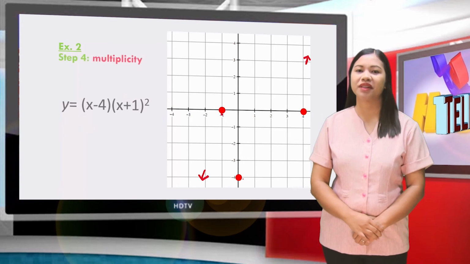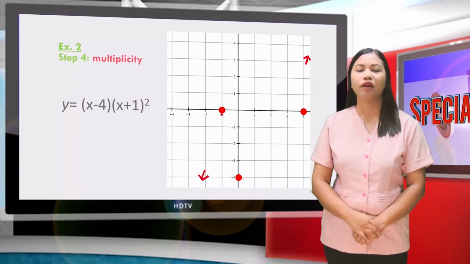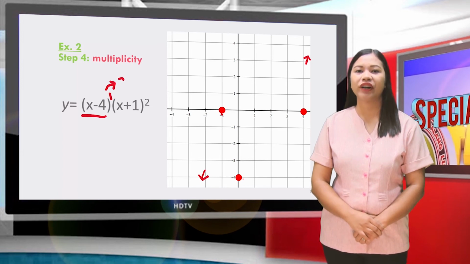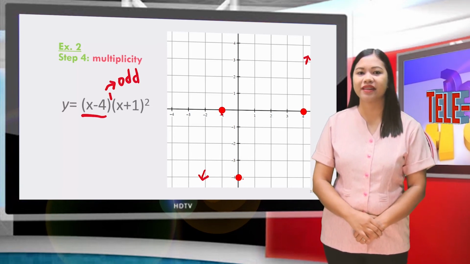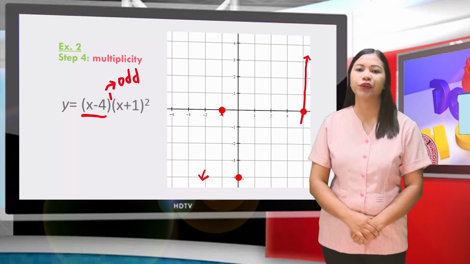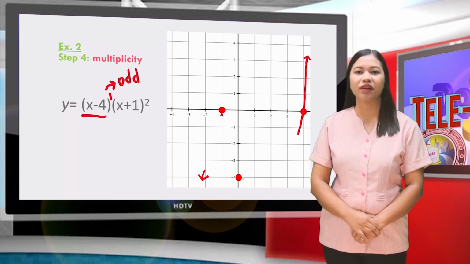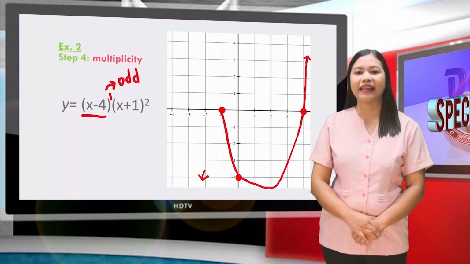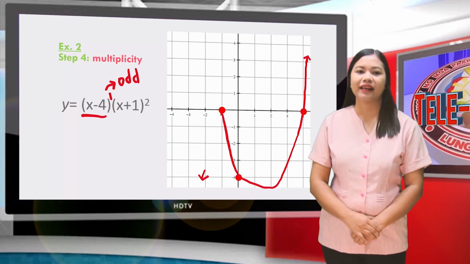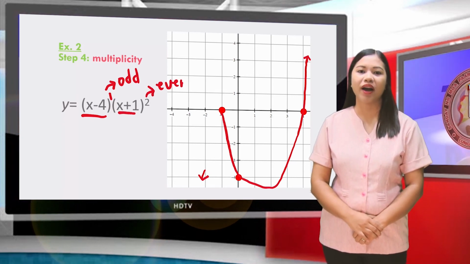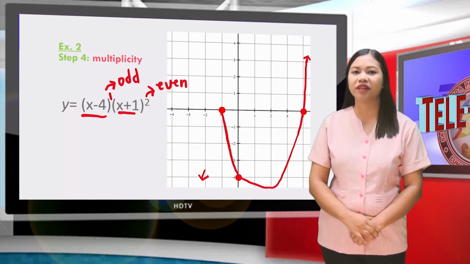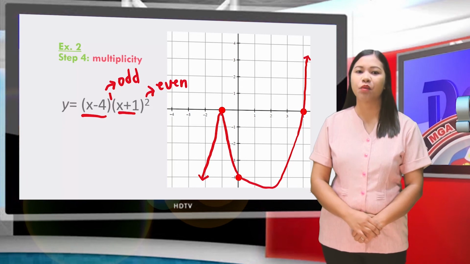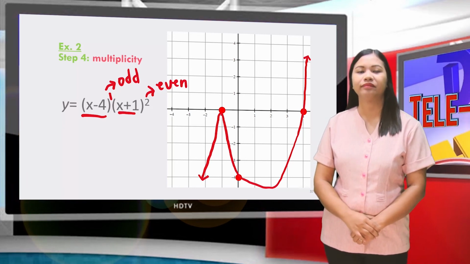Step 4 is the multiplicity of a zero of a polynomial function. At x-intercept 4, it has an odd multiplicity. So the graph crosses at x equals 4. Then continue the graph to the y-intercept. At x-intercept negative 1, it has an even multiplicity. So the graph touches at x equals negative 1.